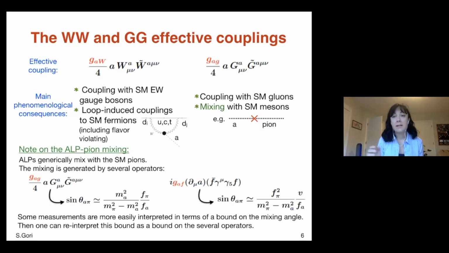And in general, this mixing is something that generically happens in theories for axion-like particles. And as I will argue, this mixing between the ALP and the standard model pions is sometimes a quantity that is very interesting phenomenologically. And there are experiments that are probing directly the mixing. So it will be interesting to understand what is the bound on this mixing angle. And then, of course, we can reinterpret it back as a bound on the several operators. Okay. So this is a quantity that can be probed directly at some of the experiments that I will mention later during this seminar.